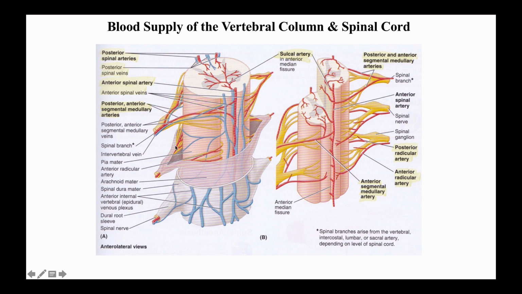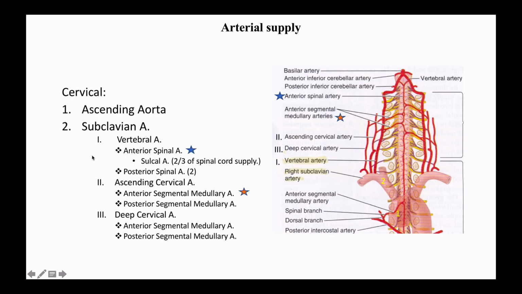Now you can see here our arachnoid mater, our thicker dura, and then our pia mater. The blood vessels sit on the outside of that pia mater, below the dura and below the arachnoid mater. So our vertebral arteries go up, and before they join to make the basilar artery and go up to the circle of Willis, they give off these branches that come down the center on the anterior side, and that's the anterior spinal artery. The anterior spinal artery will also give off the sulcal arteries, and those supply about two-thirds of all of the blood supply to the spinal cord.